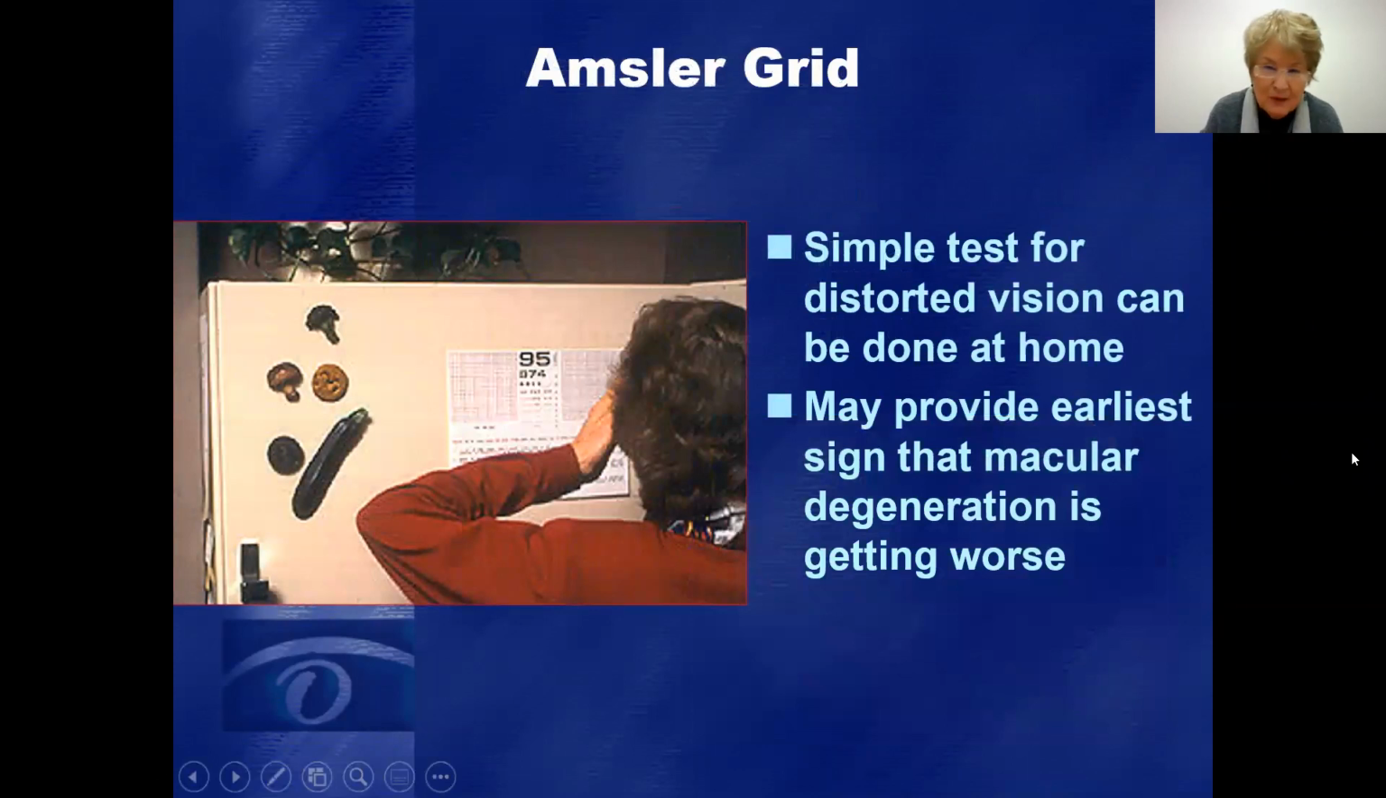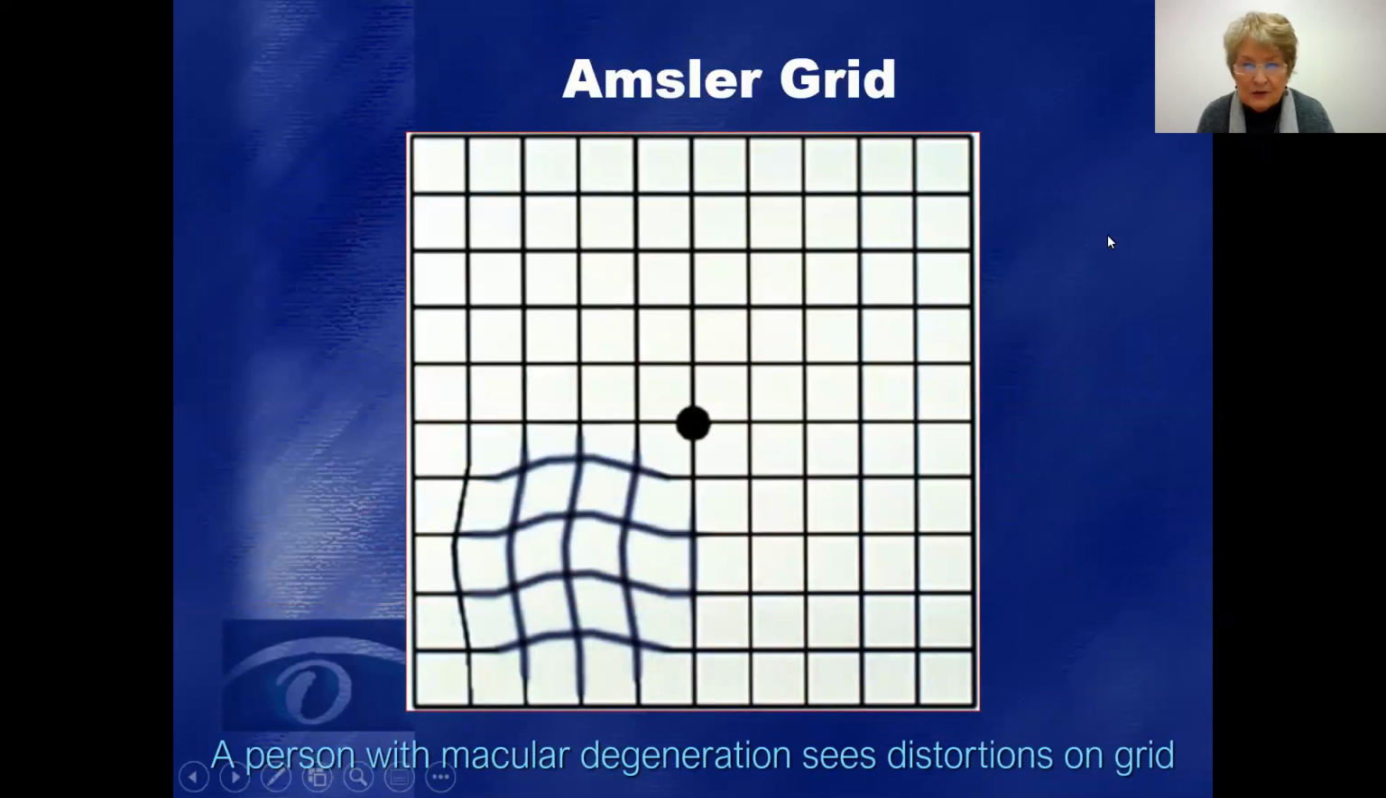So how do we test for macular degeneration? Well, we can send you home with this simple test that's called an Amsler Grid, and you can do it at home. And it may provide the earliest symptom that the macular degeneration is getting worse. So here's what we do. Here's a picture of the Amsler Grid. So you have it at home, you could put it up on your refrigerator or put it up in a mirror in your bathroom. You need to have on your bifocal glasses or your reading glasses because you need them to see it.